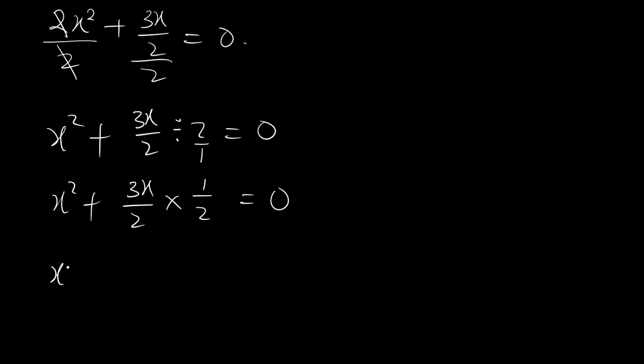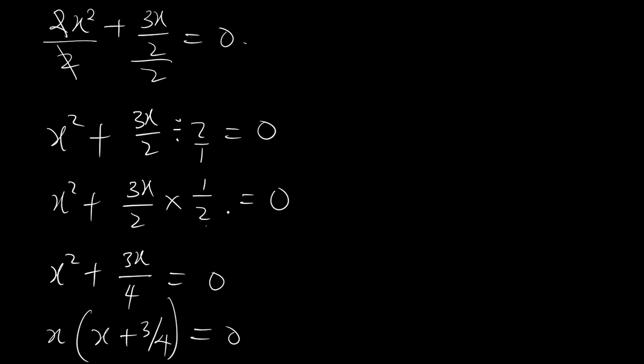So now, we have x squared plus 3x times 1 will be 3x. 2 times 2 will give you 4. It's equal to 0. So now, something that is common to both of them is x. So we have x. x squared divided by x, you have x. Now 3x all over 4 divided by x, you have plus 3 all over 4 equal to 0. That means x is equal to 0 or minus 3 all over 4.